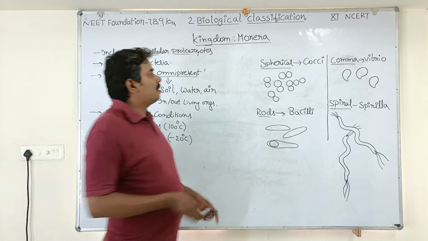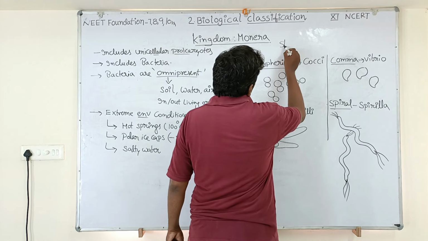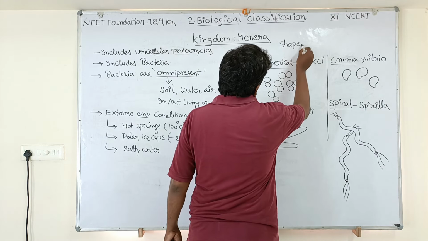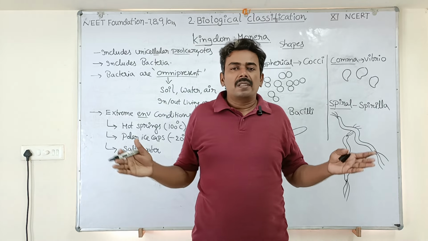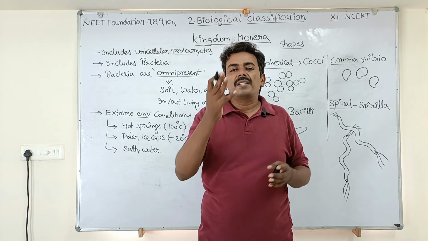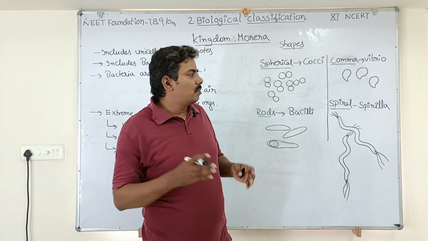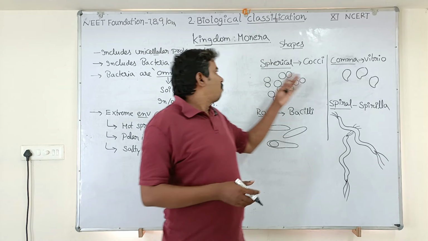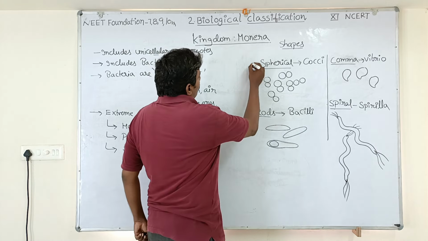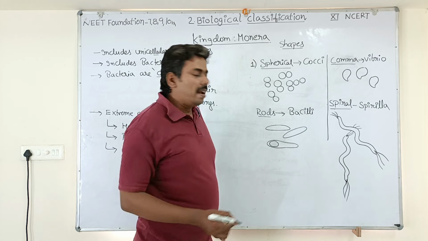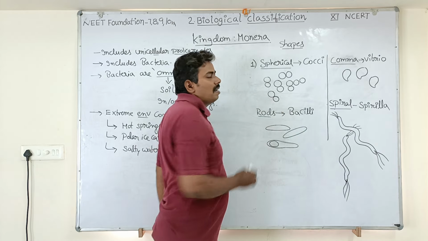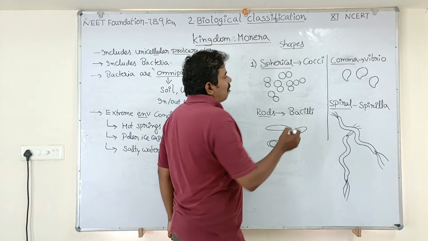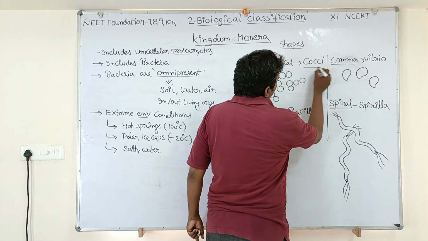Now coming to the different shapes of bacteria. Bacteria come in different shapes. Let us see the four common shapes which we can see in bacteria. The first shape is spherical. The bacteria which are in the shape of spheres are called spherical bacteria, by a term called cocci.